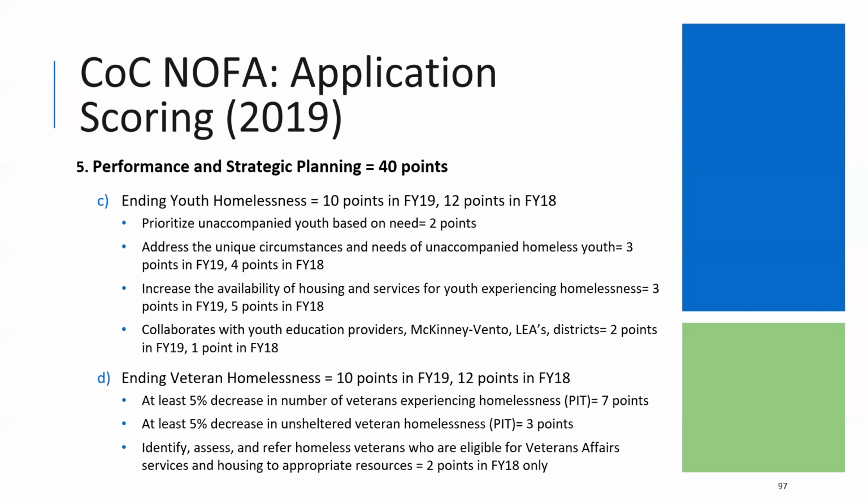HUD wants to know what your strategy is for ending youth homelessness. So how are you prioritizing youth based on need? How are you addressing the unique circumstances and needs of unaccompanied homeless youth? For example, how is your coordinated entry system accessible to youth and addressing the needs of youth? Are you increasing the availability of housing and services for youth year over year? And how are you collaborating with education providers? So for example, your McKinney-Vento liaisons, your school districts.